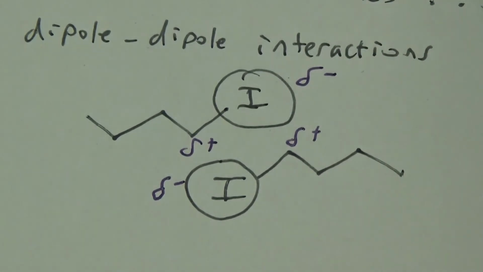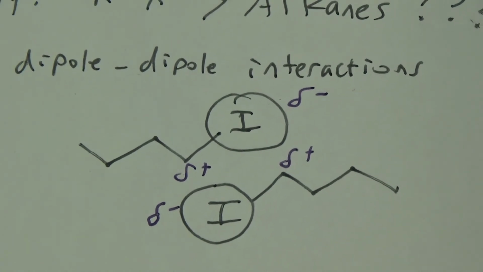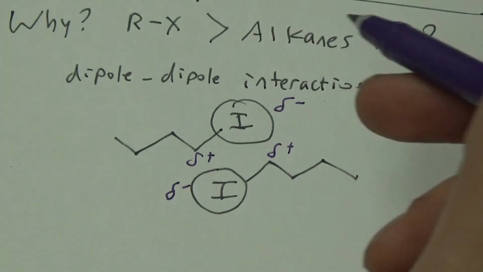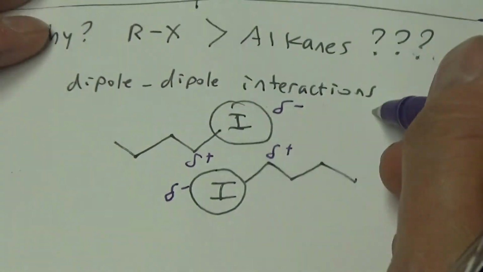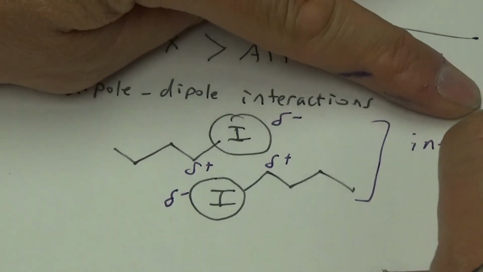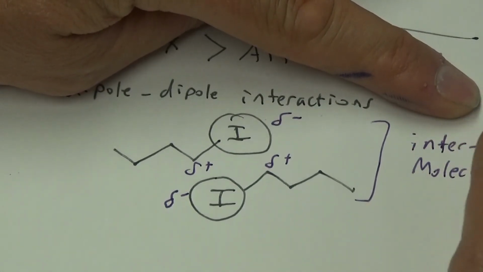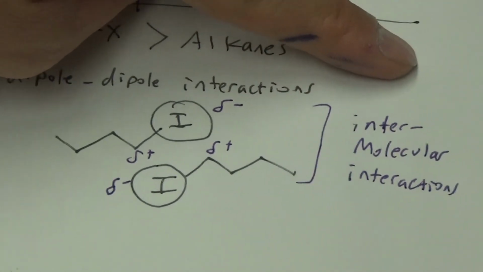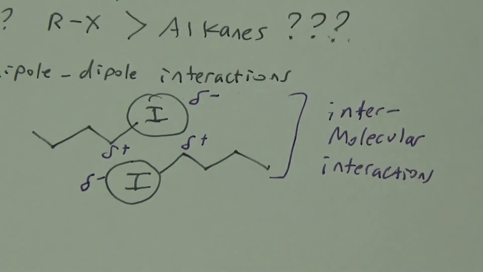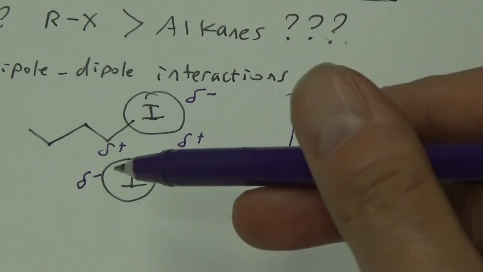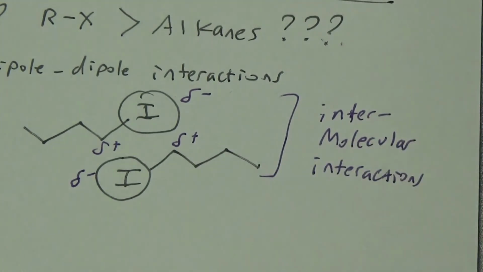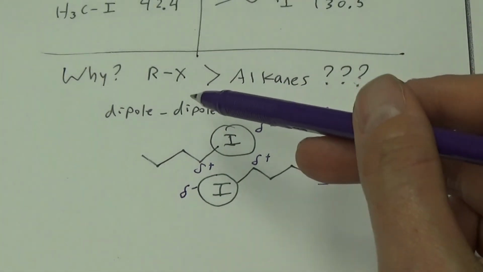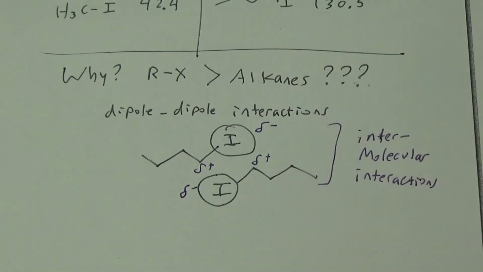So what do we call them? Intermolecular interactions. And dipole-dipole interaction is one example of that. We also have hydrogen bonding and things like that. These can't hydrogen bond because you don't have acidic proton atoms, okay? But dipole-dipole interactions is kind of why the alkyl halides have greater boiling points than alkanes.